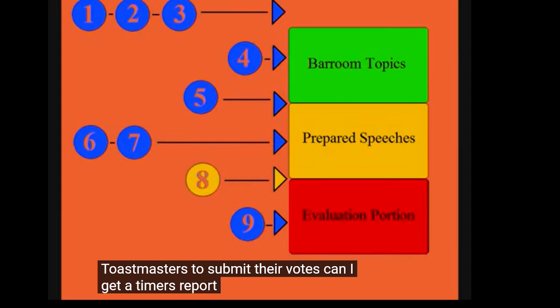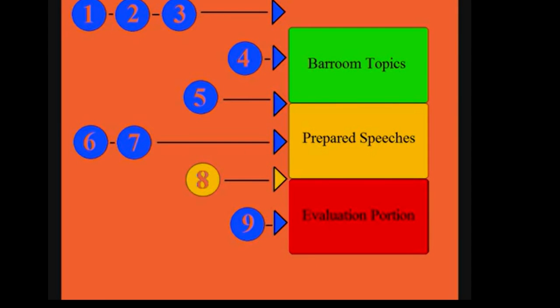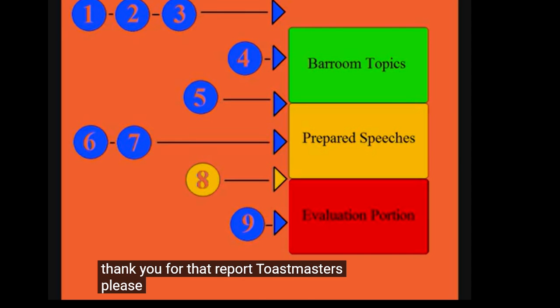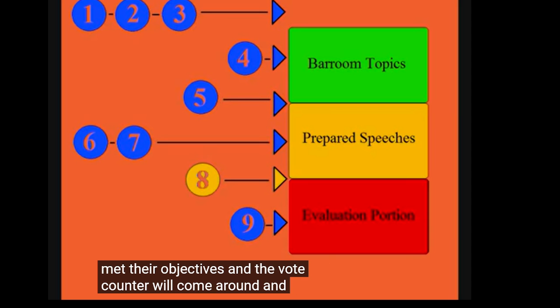Can I get a timer's report, please? Thank you for that report. Toastmasters, please vote for the one you felt best met their objectives, and the vote counter will come around and collect your votes.